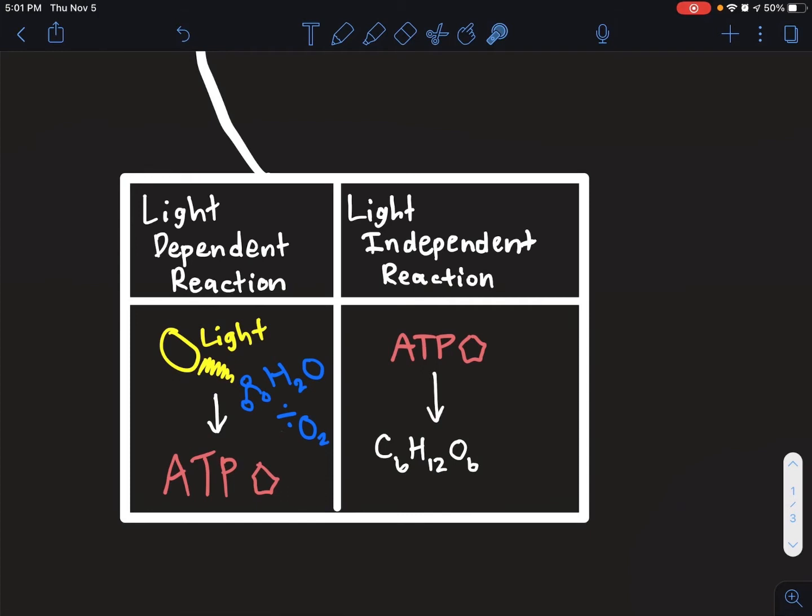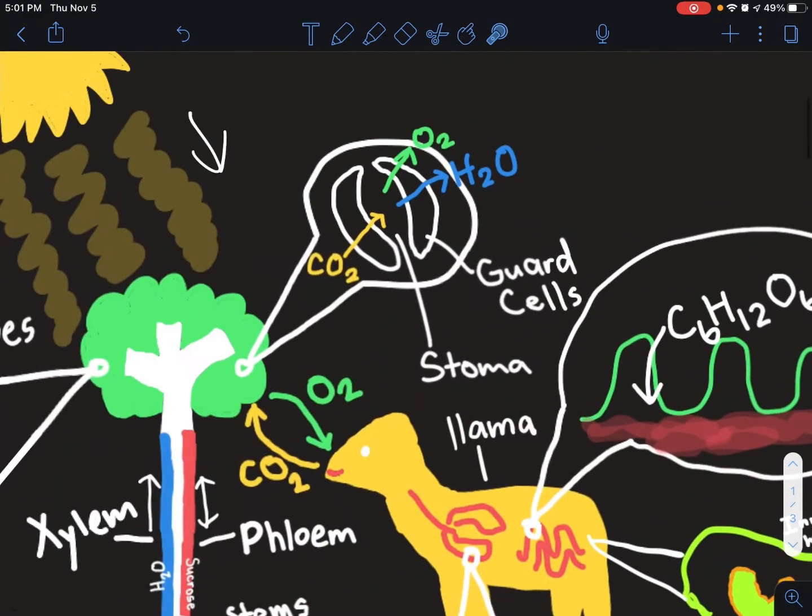In the light-dependent reaction, which takes place in the thylakoid membrane, sunlight splits the H2O molecule into O2, which then turns into ATP. In the light-independent reaction, which takes place in the stroma, the ATP makes sugar molecules called glyceryl triphosphate. In the stoma, CO2 enters and O2 and H2O exits.